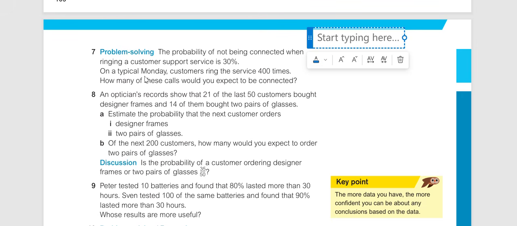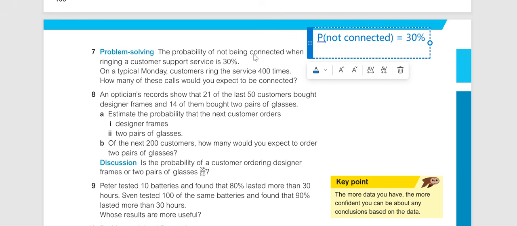Okay, so question 7 now. It says the probability of not being connected when ringing a customer support service is 30%. So how do you write the probability? Not connected equals 30%. This is something they have given in the question.